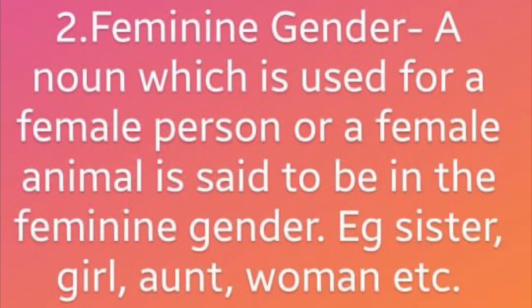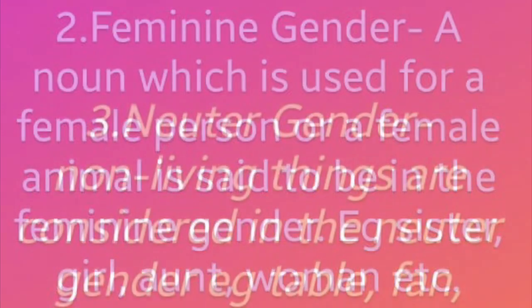The second one which we have is feminine gender. So what do you understand from feminine gender? A noun which is used for a female person or a female animal is said to be in the feminine gender. So examples can be sister, girl, aunt, women, etc. So if a noun is representing a female person or a female animal, that will be called feminine gender. Okay, clear these two? Now let's see the other two.